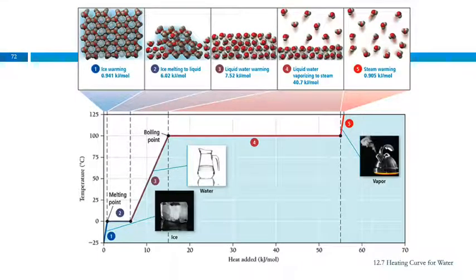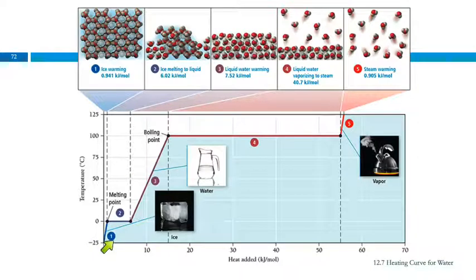So this is a heating curve for water, and this is showing the whole range. Here we're starting with ice at minus 25 degrees Celsius, and we can look at what happens when we add energy. The temperature goes up.